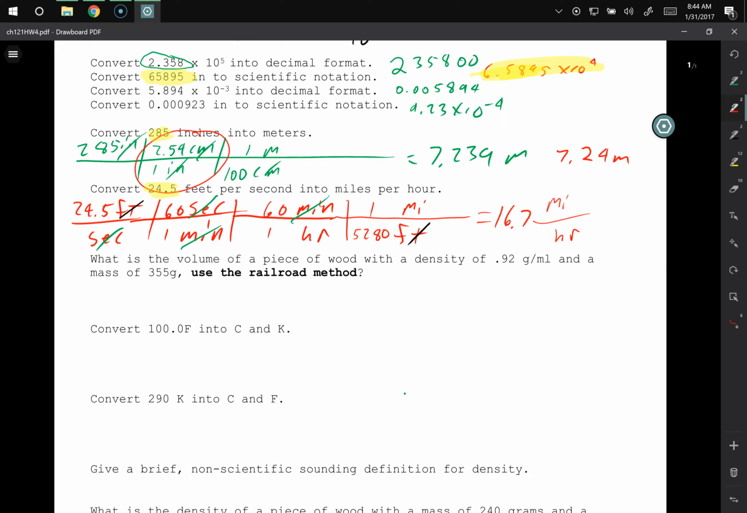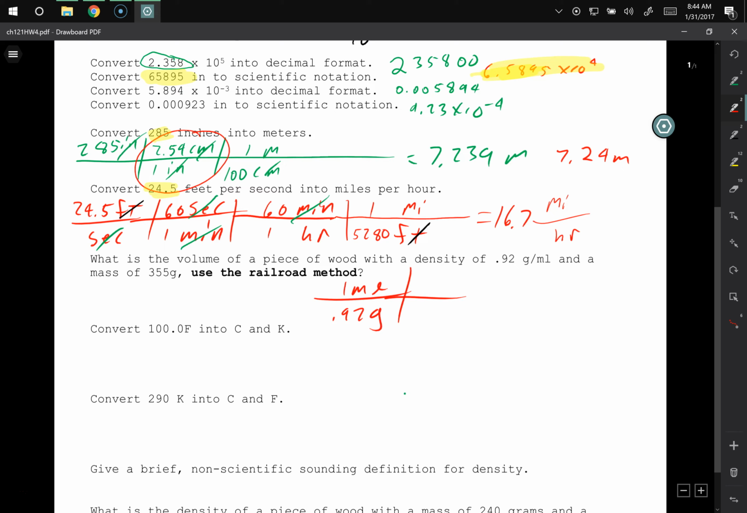Okay, next one. So I want to use the railroad track for this. What's the volume of this piece of wood with this density and this mass? So I'm looking for a volume unit. So do I have a volume unit given somewhere up there? Milliliters up there, right? So I'm going to go ahead and start this off by writing 1 milliliter divided by 0.92 grams. Why did I flip the density over?